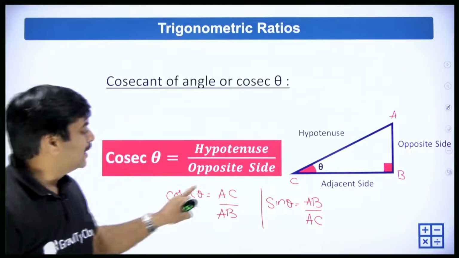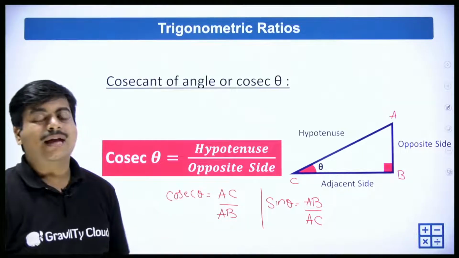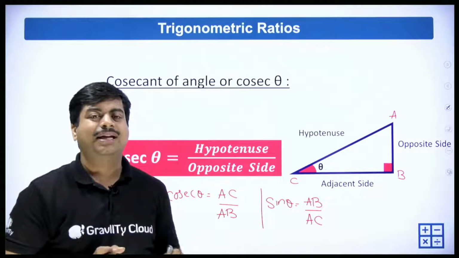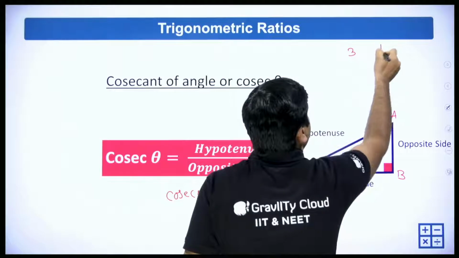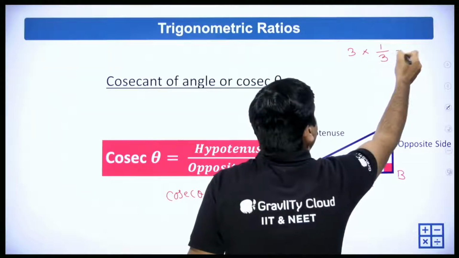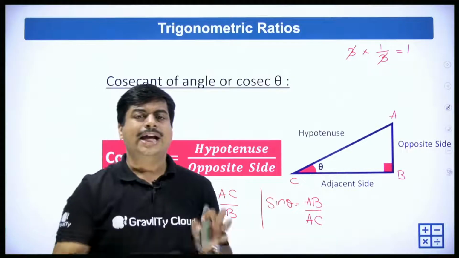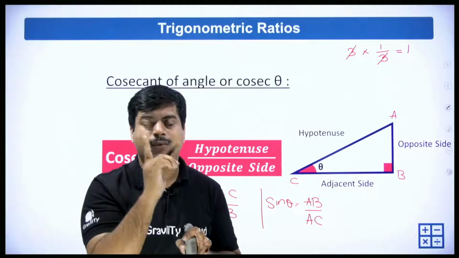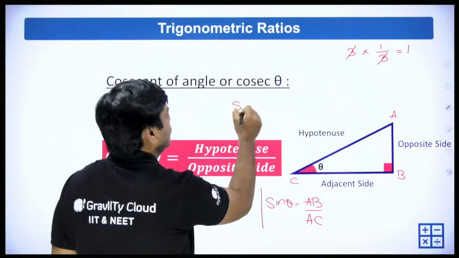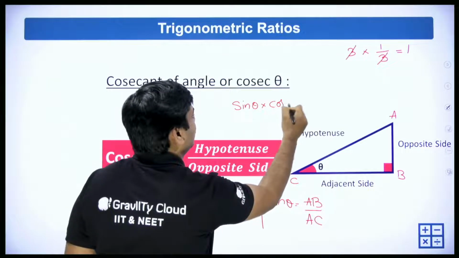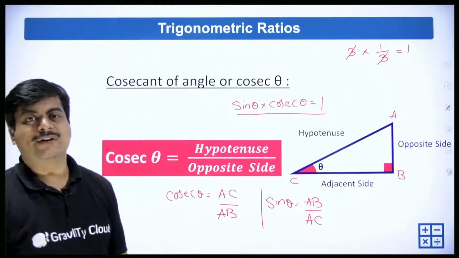If you multiply cosecant and sin theta, as they are reciprocals, both get cancelled and you get the value 1. What is the reciprocal of number 3? 1 by 3. So what is the multiplication of 3 into 1 by 3? The 3s get cancelled, you get the value 1, correct? Any number into its reciprocal will give you the answer 1. The same way, sin theta into cosecant theta is equal to 1.